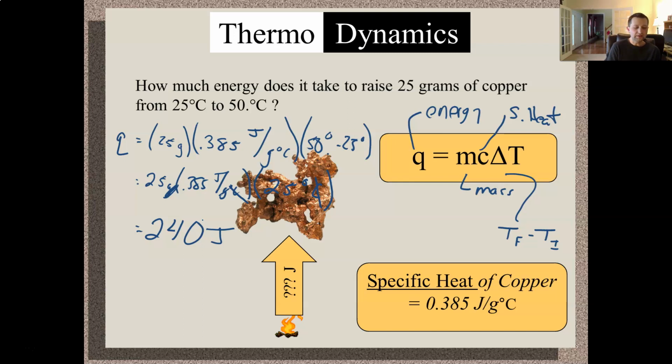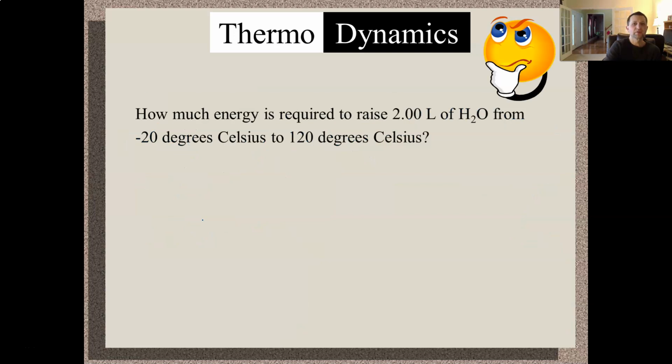Your Q value is a positive value for this one. Energy is going in, it's an endothermic process. Energy is required to heat up this piece of copper. So that's what we want to look at here.